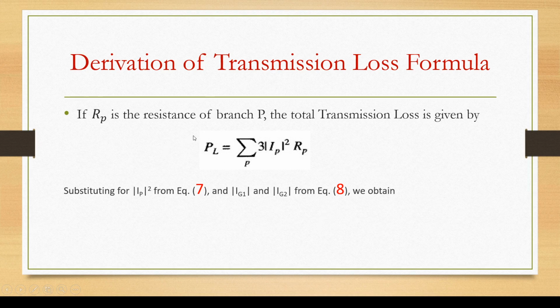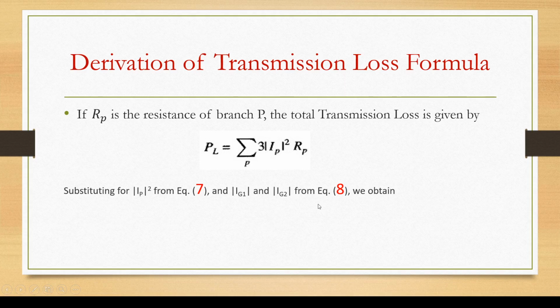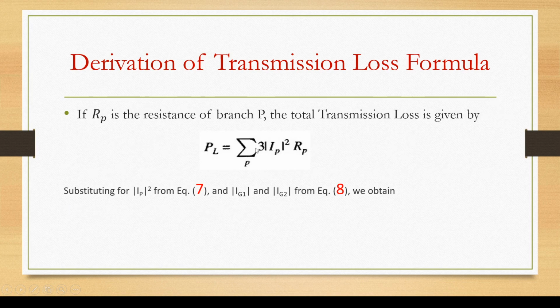If Rp is the resistance of branch P, the total transmission loss is given as PL equal to summation over P of 3 IP square Rp. So we are substituting IP square from equation 7, and Ig1 and Ig2 from equation 8.